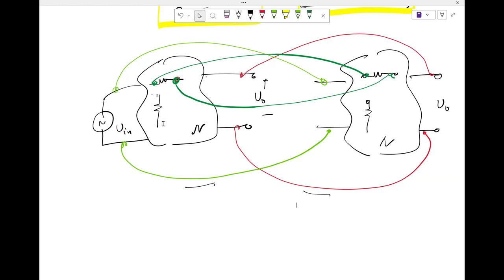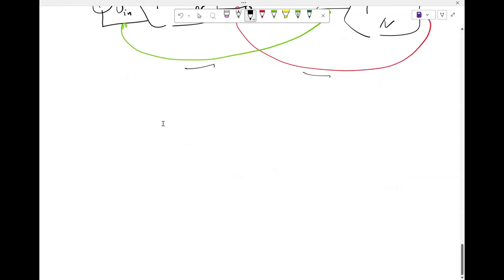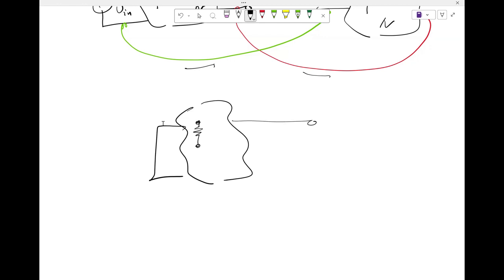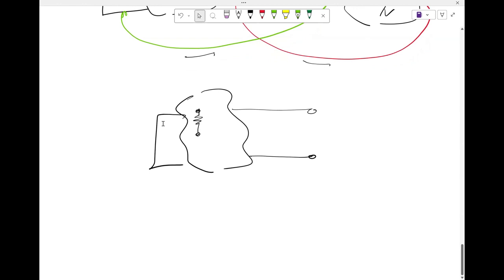So let's see that. For noise, I do not need to bother about the input, so the input gets shorted. I am showing only one representative resistor inside, but you can have multiple of these resistors. I am interested in finding out what is the impact of noise at the output.